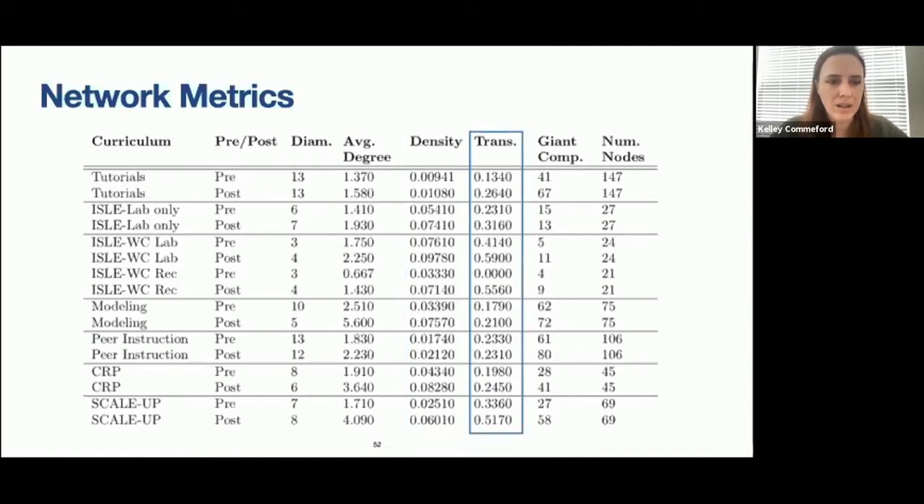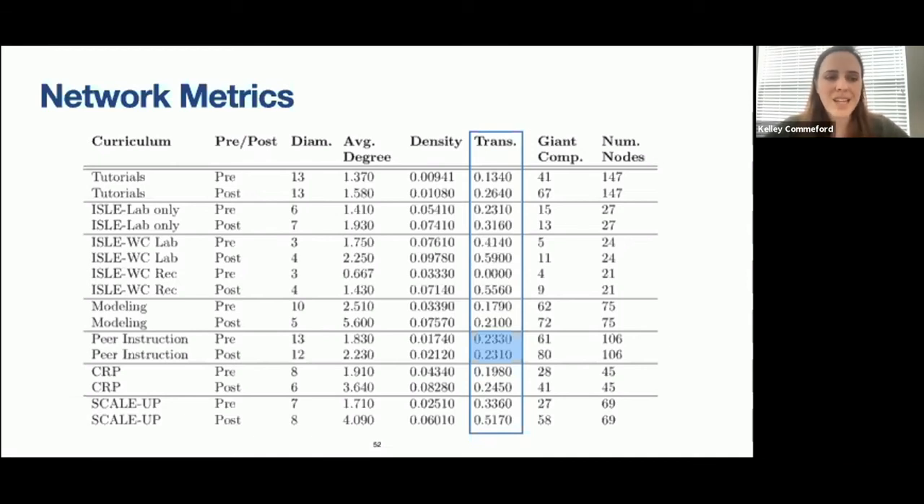Transitivity, on the other hand, can be loosely described as the base level of collaboration between 3 students. And this increased for all curricula except peer instruction, where the transitivity remained approximately constant. So all the curricula have a focus on collaborative group interactions, with the exception of peer instruction, which instead promotes partner interactions. So this could be an identifying feature of peer instruction as well.